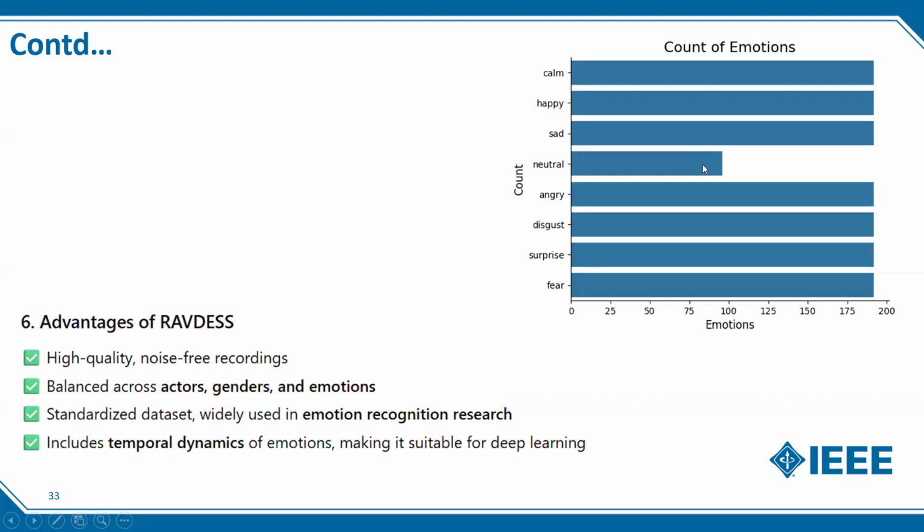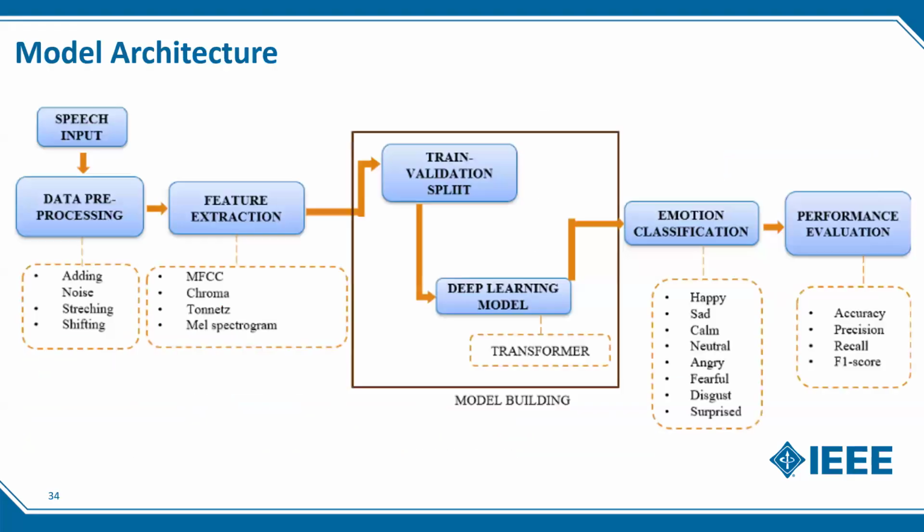But the only thing is it is slightly unbalanced. We identified that the neutral emotion samples are fewer. So by using data replication techniques, we can improve the data balancing, increase the size of the dataset, and standardize and balance the dataset.